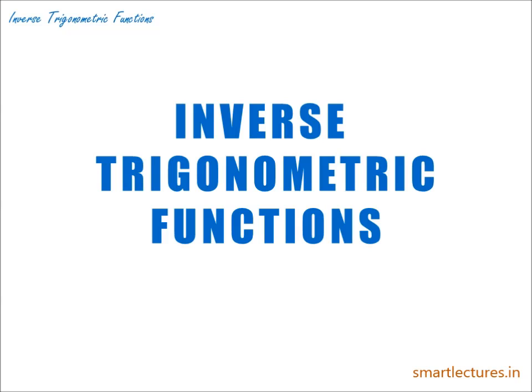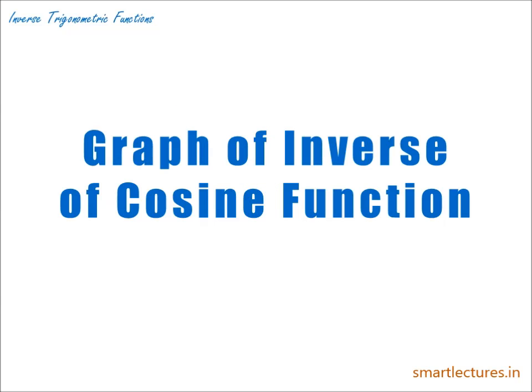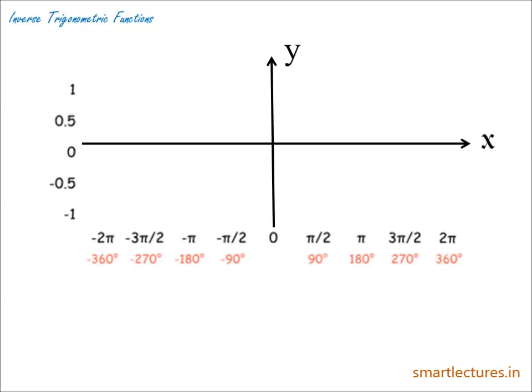So in the last episode, we discussed the inverse of the sine function. And in this episode, you will learn about the inverse of other trigonometric functions. So let's begin with the cosine function. Now, to draw the graph of the inverse of the cosine function, first we shall draw the graph of the cosine function. And the graph of the inverse of the cosine function can be obtained by interchanging the x and y axis.